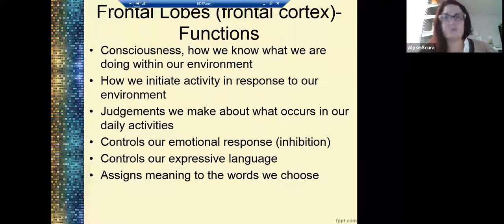So just earlier, both Jillian and I have a 10 o'clock meeting, so we both can't sit here talking on Zoom, right? So we have to initiate our activity in response to those changes in our environment. Judgment we make about what occurs in our daily activities. So again, that goes into planning, organization, making quick changes or decisions in regards to what might be going on. Controlling our emotional response, so our inhibition, controlling our expressive language, and assigning meaning to the words we choose.